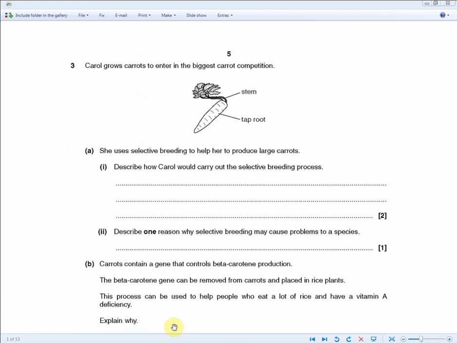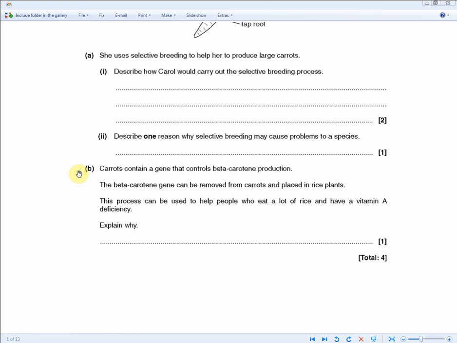So returning back to the exam question, carrots contain a gene that controls beta-carotene production. The beta-carotene gene can be removed from carrots and placed in rice plants. This process can be used to help people who eat a lot of rice and have a vitamin A deficiency. Explain why, for the 1 mark. Well, this is basically common sense.